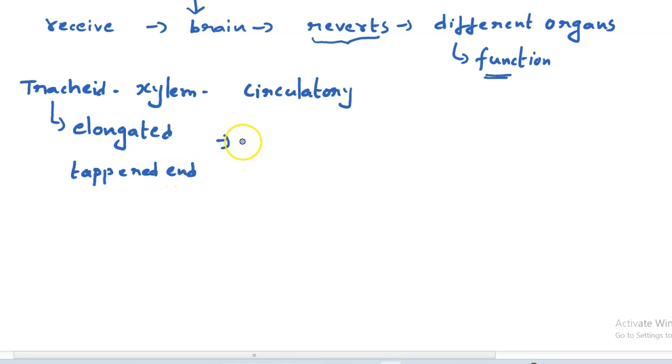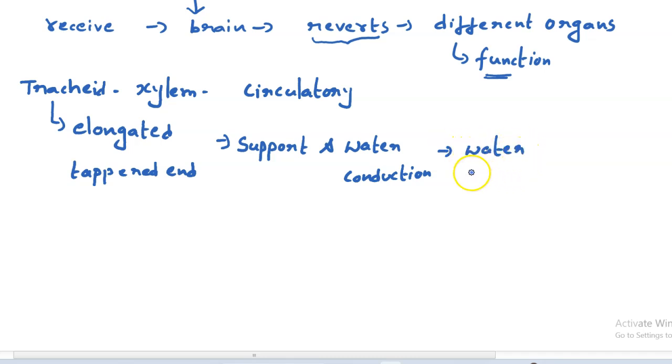Its major function is support to the plant body and also upward movement of water, that is, conduction of water against the force of gravity, such that it is able to transport water and also dissolved minerals. This is the major function of the tracheid. Its elongated shape helps to provide support to the plant and conduction of water.